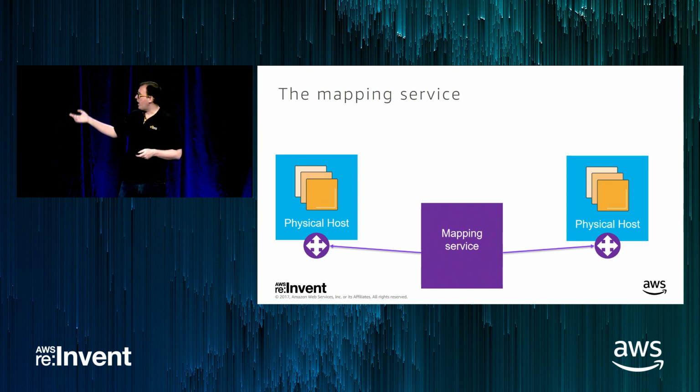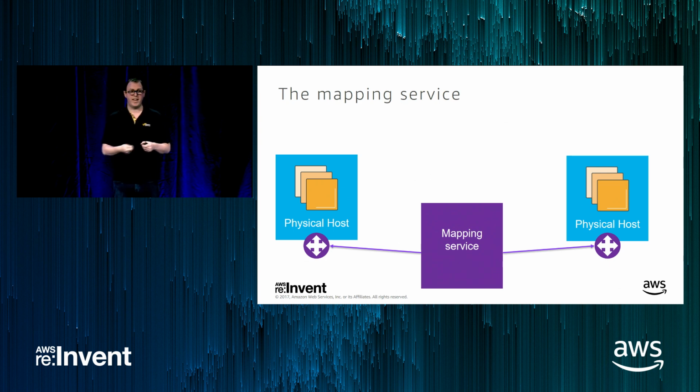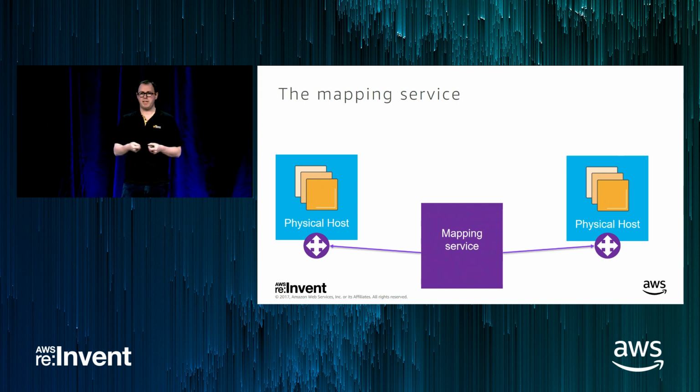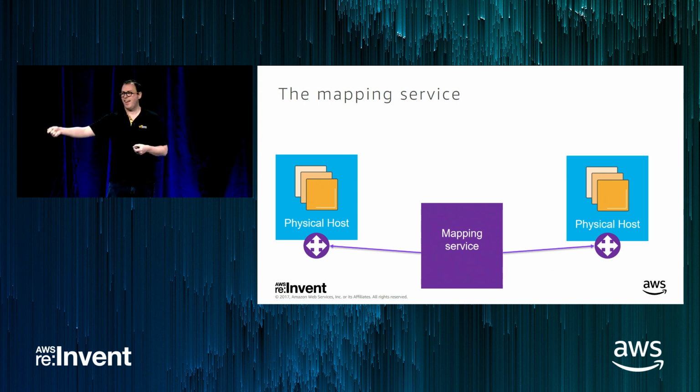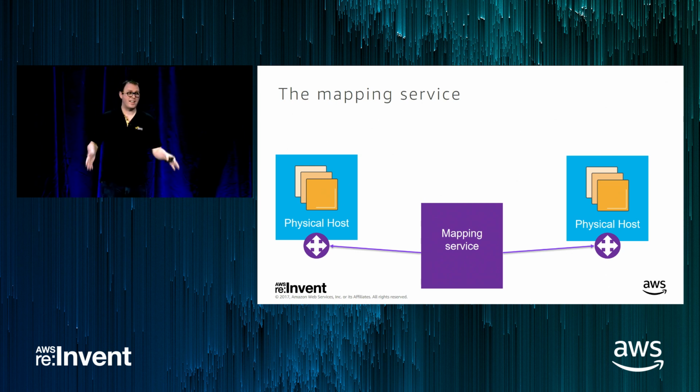It wouldn't get the kinds of performance we need for an instance to say, okay, I need to reach this IP, and then the embedded router to go, well, I don't know where that IP is, I'm going to ask the mapping service, and then the mapping service tells it, and then we can send the packet. That would just take too long. We have a really fast network. Things aren't that far apart.